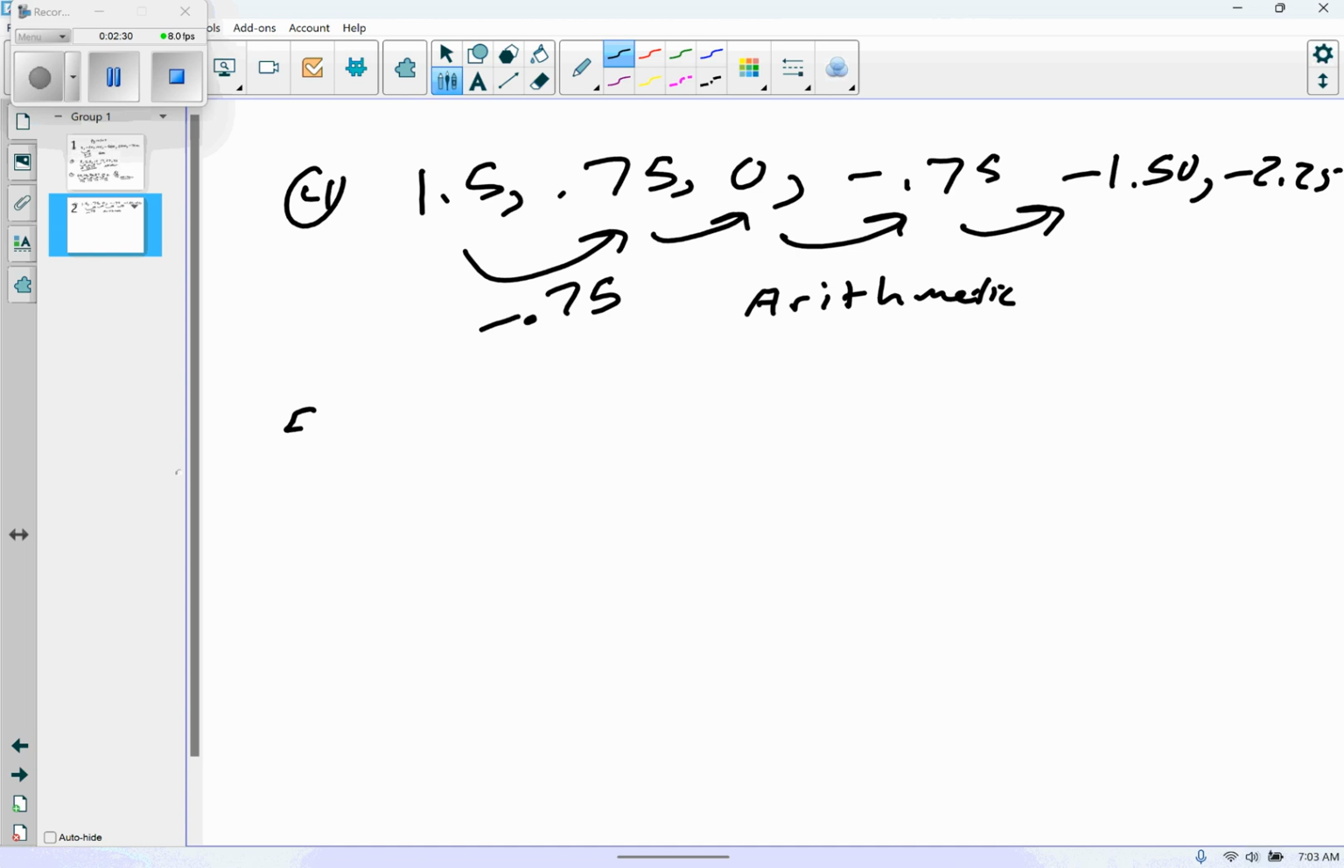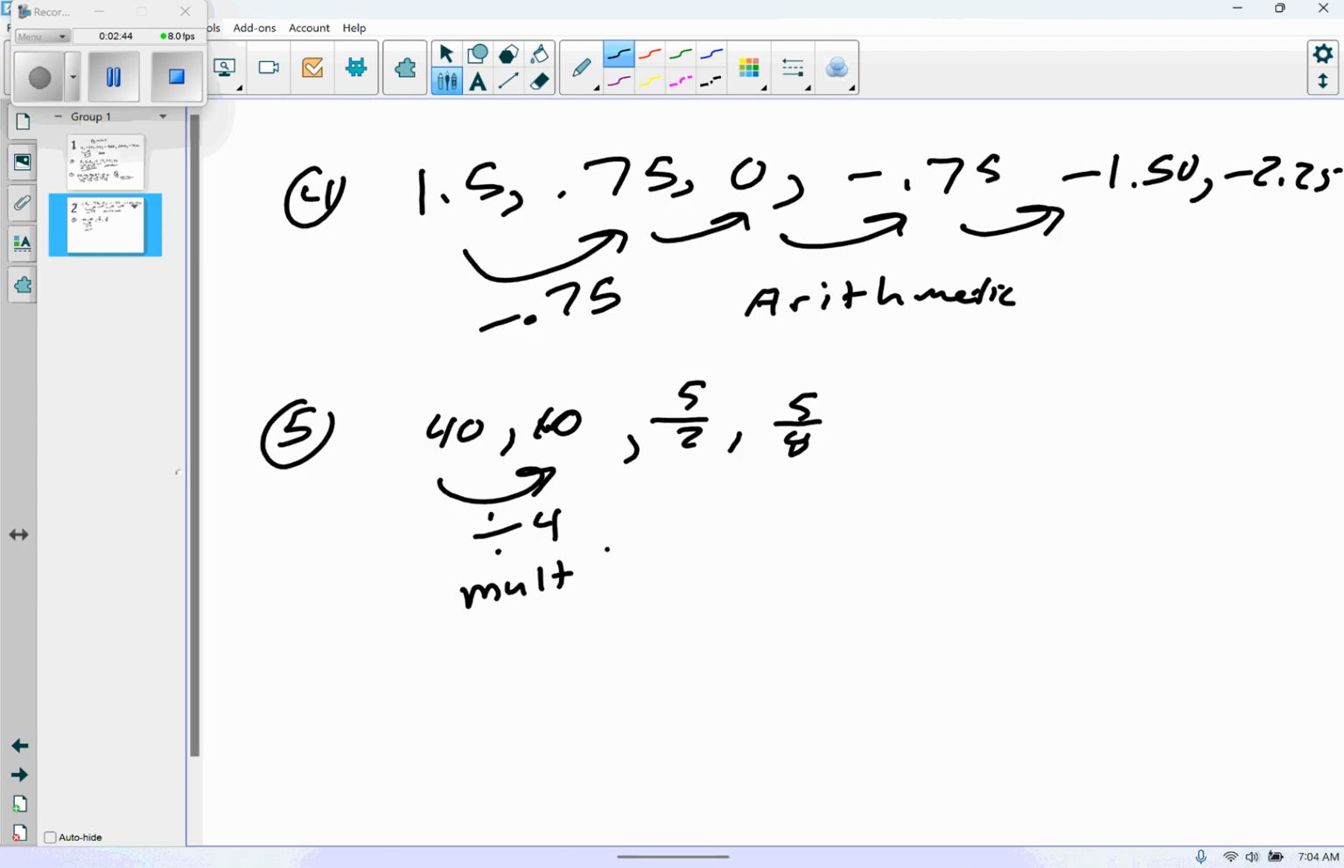Number 5 at the top of page 101, I got 40, 10, 5/2, 5/8. So it looks like I'm dividing by 4, which is the same thing as multiplying by 1/4. So that's going to give me 5/32. 4 times 32, that's 128, so 5/128. Because I'm multiplying, this is going to be geometric.